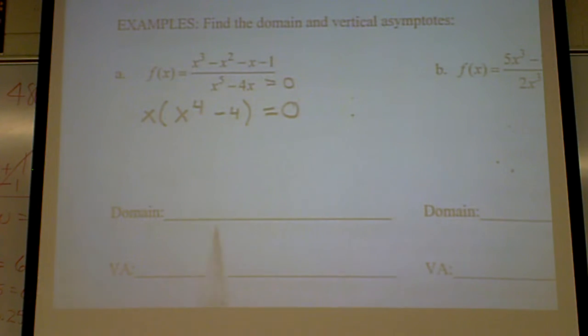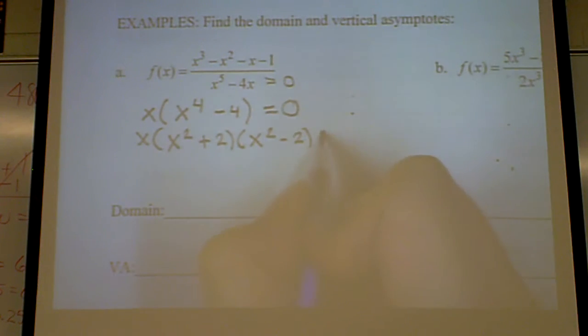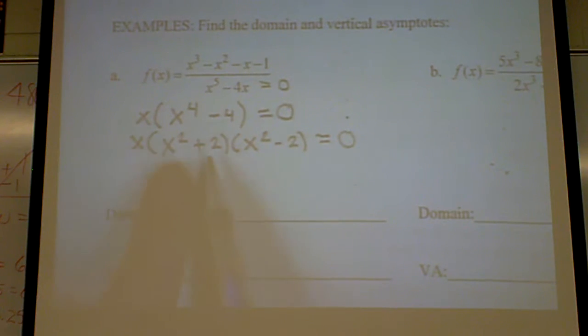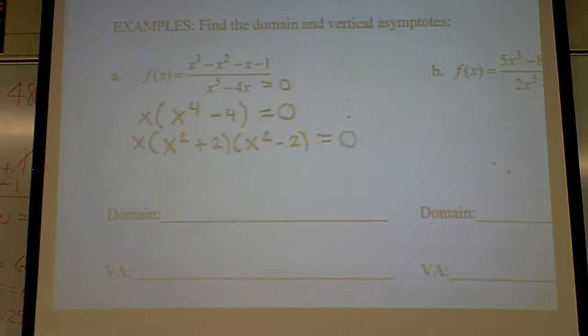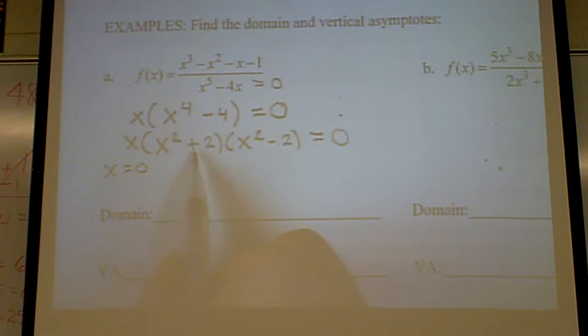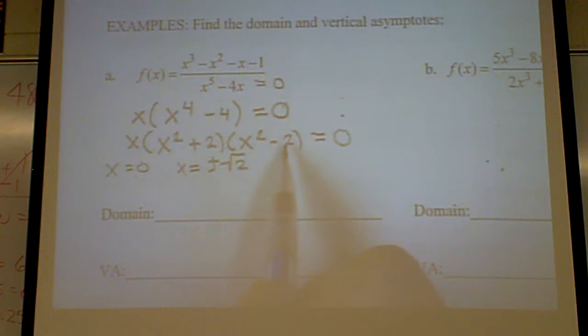Can we factor this further, the x to the 4th minus 4? What do you get? x squared plus 2 and x squared minus 2. And now we need to set each of these equal to 0 to find our x values. We have x equals 0, x squared plus 2 equal to 0. What would you get? Plus or minus square root of 2. And how about for x squared minus 2? Plus or minus square root of 2.